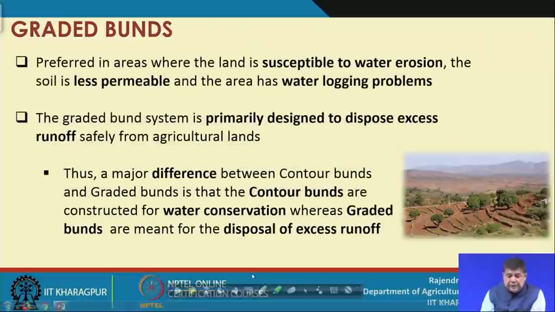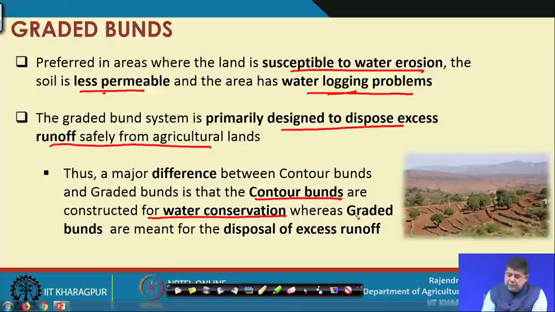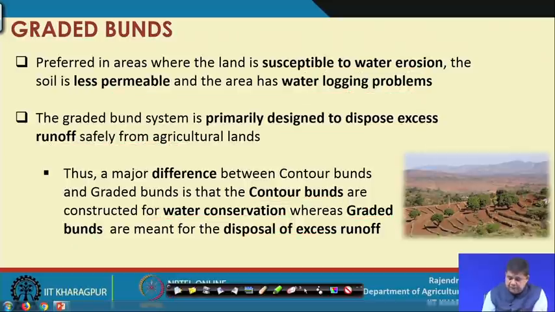These are preferred in areas where land is susceptible to water erosion, soil is less permeable, and waterlogging problems are there. If water stands for a longer period, infiltration will not take place and waterlogging will occur, and that is why we go for graded bunds, primarily designed to dispose excess runoff safely from agricultural land. The major difference is that contour bunds are constructed for water conservation, whereas graded bunds are meant for disposal of excess runoff. You should always remember: contour bunds, water conservation; graded bunds, disposal of excess runoff.